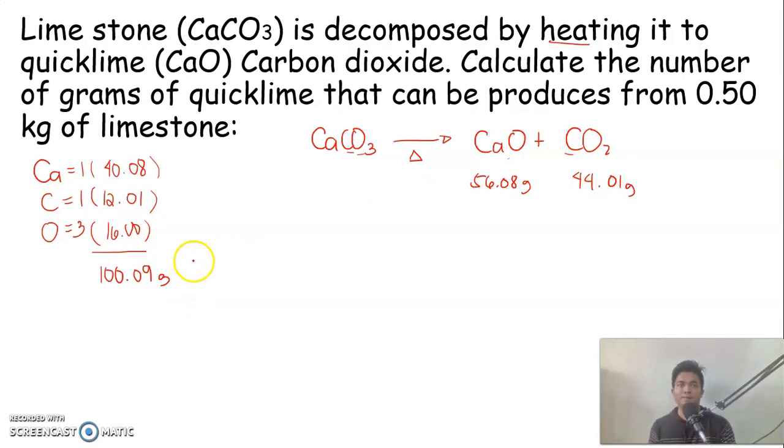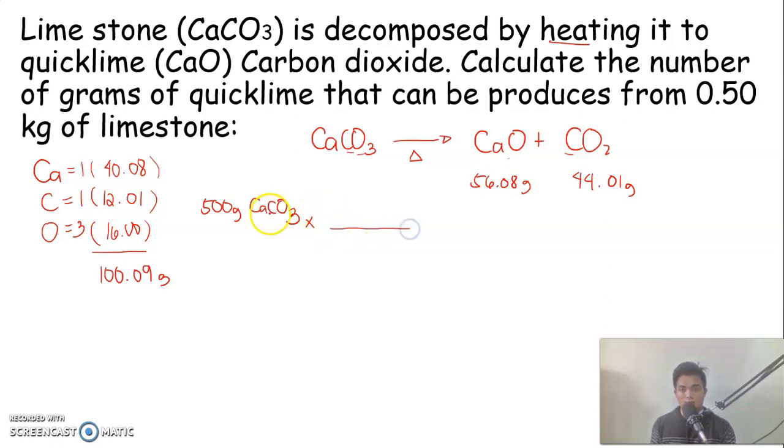Anyways, now calculate the number of grams of quicklime that can be produced from 0.5 kilograms of limestone. So what this one is saying is the amount of limestone that you have, that is not based on the ratio of your formula, is 0.50 kilograms, which is going to be 500 grams of limestone, CaCO3. Now to solve for this one, since you already have the limestone's molar mass, you can actually convert it to mole first.